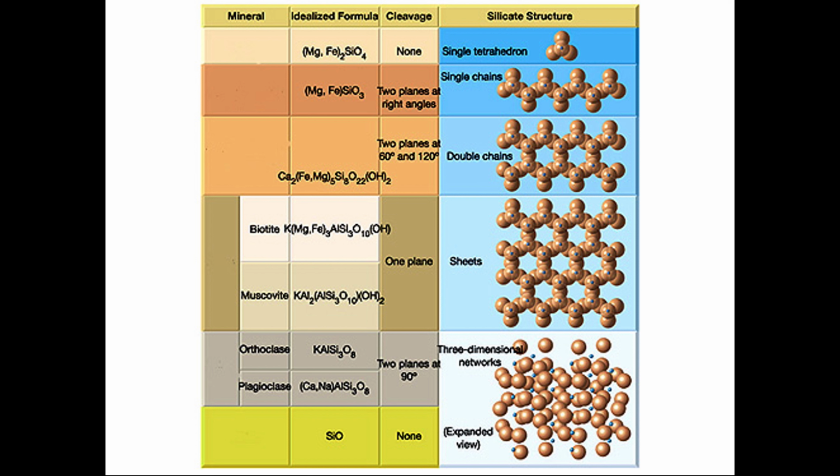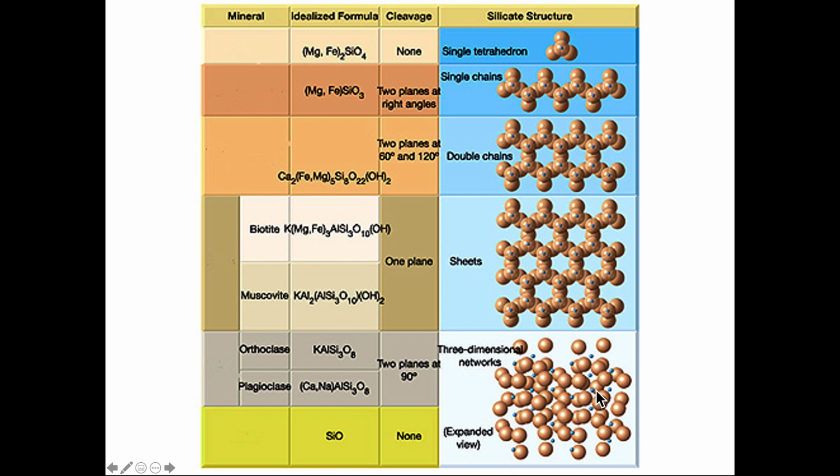And just a slightly different way of looking at them here, we have an ideal formula, mineral names out here. Those are missing, so we'll fill it in. Olivine, enstatite, amphiboles, phyllosilicates, tectosilicates, and then pure quartz. These are going to, again, form single tetrahedra, single chains of tetrahedra, double chains of tetrahedra, sheets of tetrahedra, or three-dimensional networks or frameworks of tetrahedra.